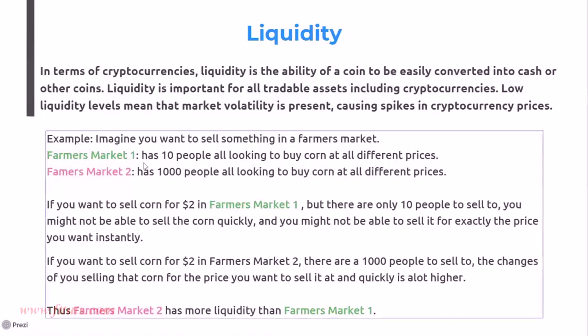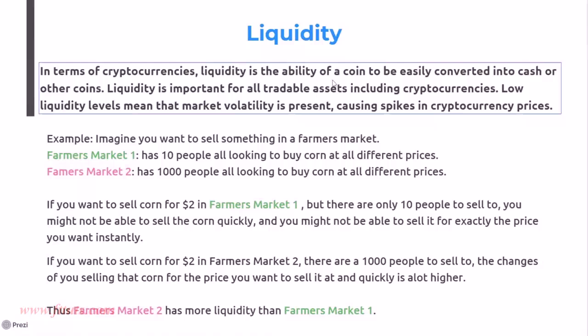Basically, in terms of cryptocurrency, liquidity is the ability of a coin to be easily converted into cash or other coins. Liquidity is important for all tradable assets, including cryptocurrencies. Low liquidity levels mean that market volatility is present, causing spikes in cryptocurrency prices.